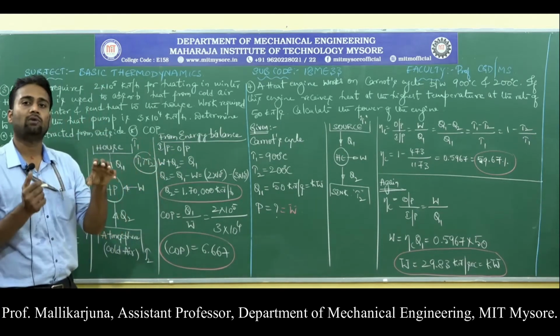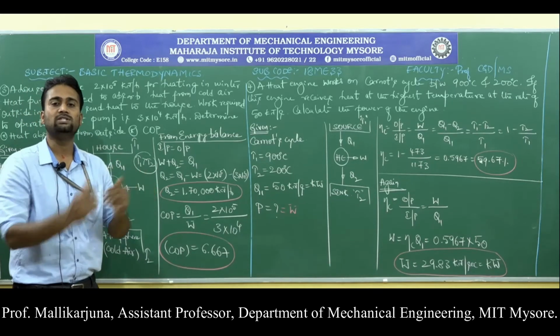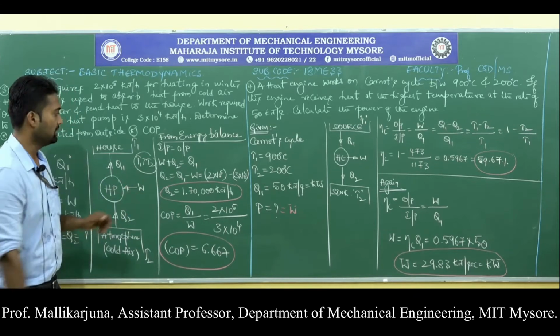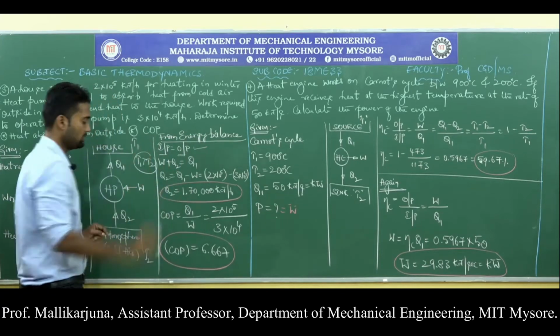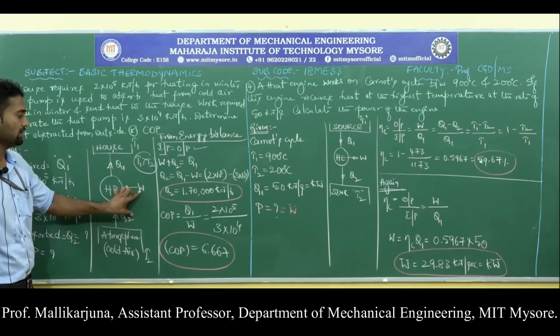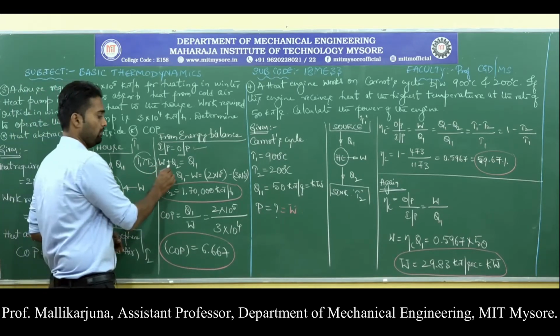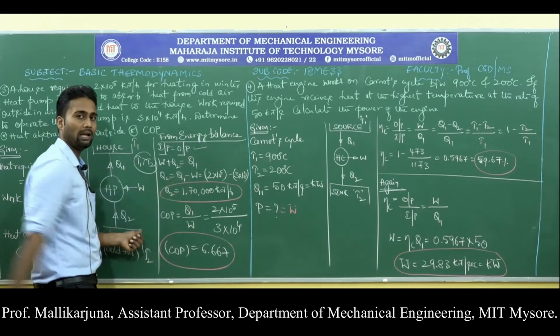What is the number of outputs that the engine is giving us, and what is the number of inputs that the engine is receiving? Both should be equal to each other. So now input is equal to output. How many inputs are there to the heat pump? Q2 as well as W. Two inputs are there. How many outputs? Only one, which is nothing but Q1. So W plus Q2 inputs will be equal to Q1.